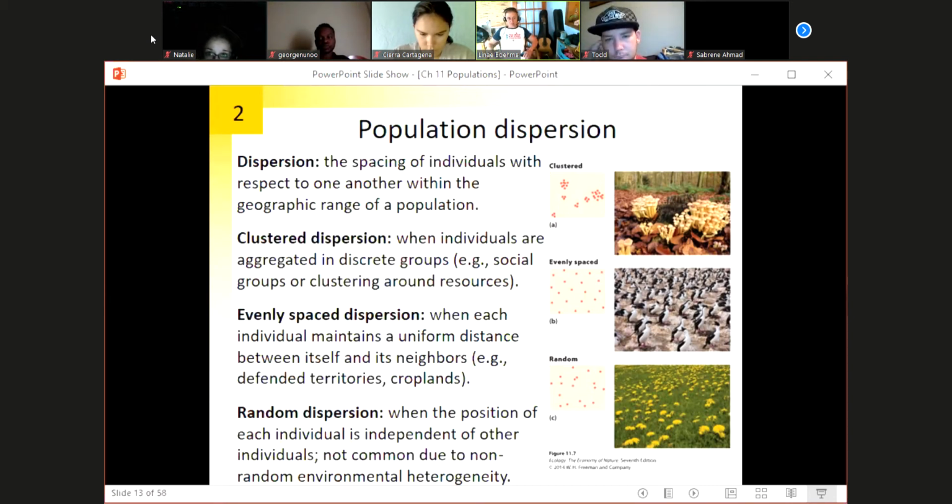And then you have random dispersion, when the position of each individual is independent of the other ones and is common due to an environment that has a non-random environmental heterogeneity. So basically the most common distribution is going to be clustered. Why? Because everybody has resources that they need.